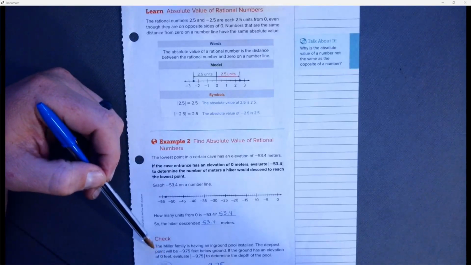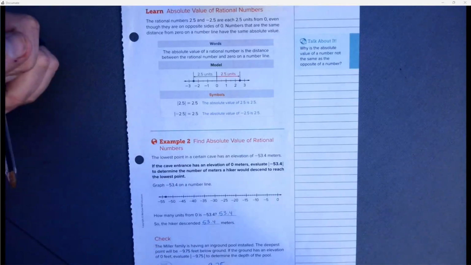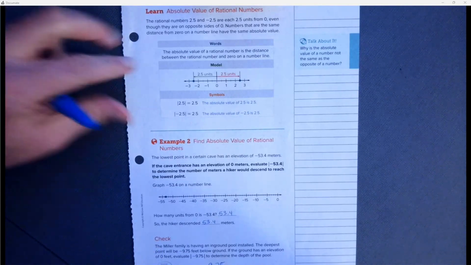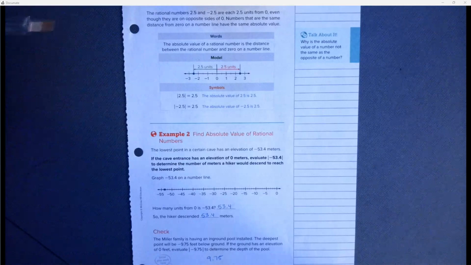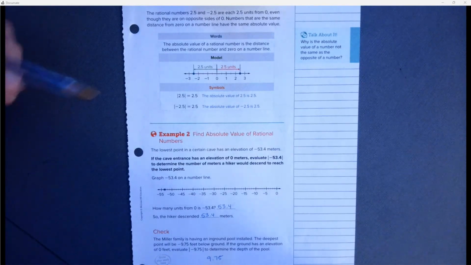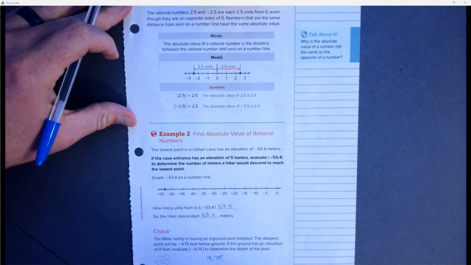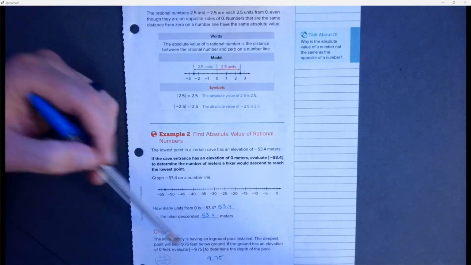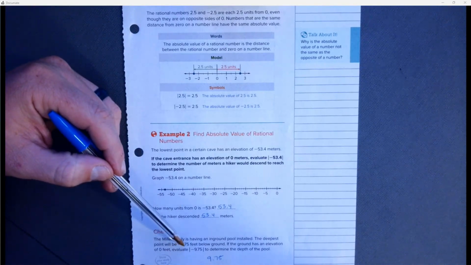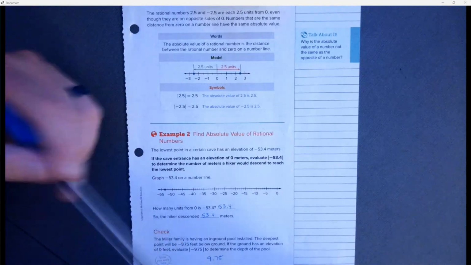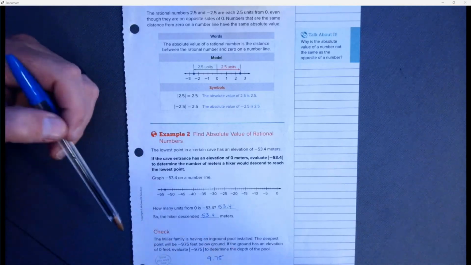The check problem: the Miller family is having an in-ground pool installed. The deepest point will be negative 7.5 feet below the ground. If the ground has an elevation of 0 feet, evaluate the absolute value of negative 7.5 to determine the depth of the pool. Well, we know it's located at negative 9.75 in relation to the ground level, which is 0.